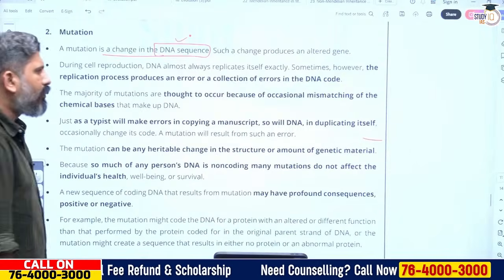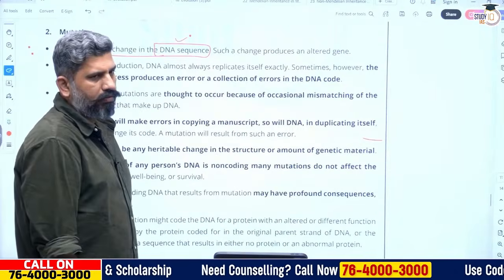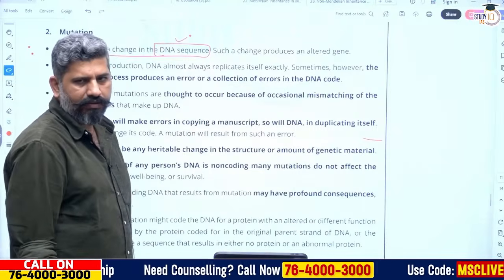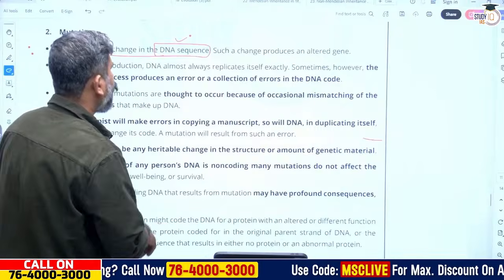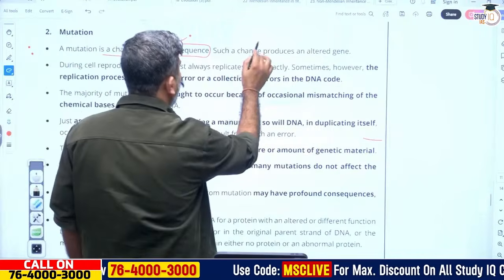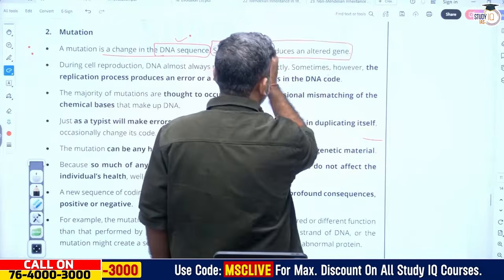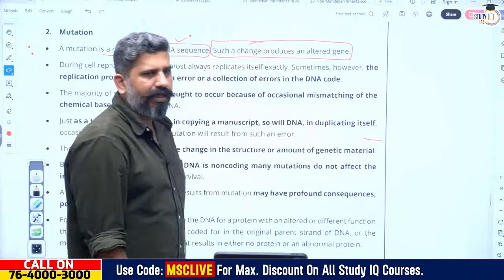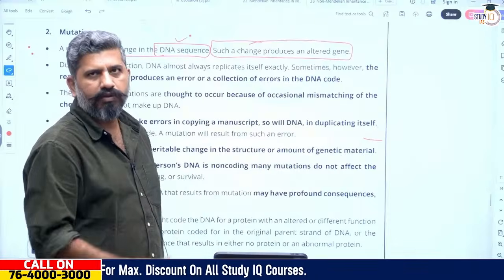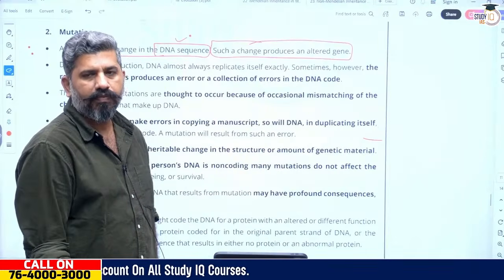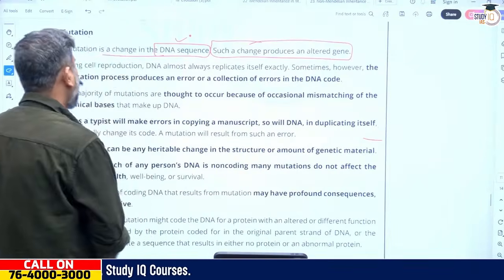Right? And how does it happen? We saw the whole mechanism behind it. Meiosis, duplication. During that process, an error can come up. Such changes produce what? An altered gene. Why? Because it will produce what? An altered allele. A new combination of alleles will produce what? A new kind of gene.